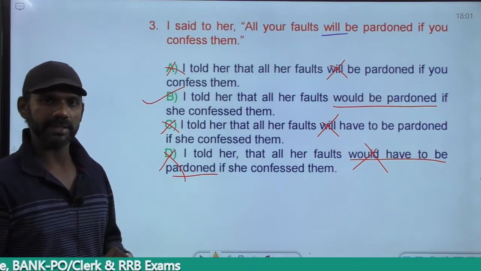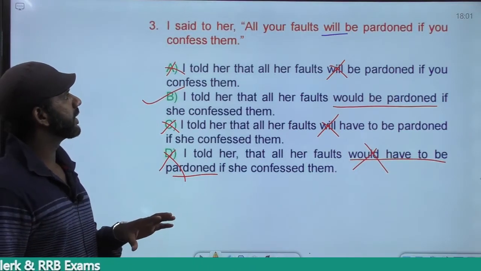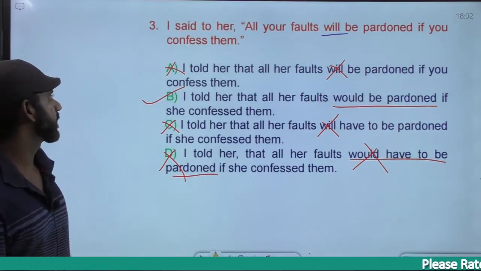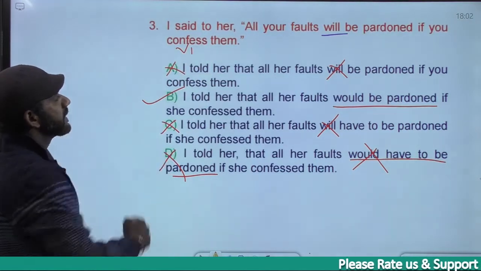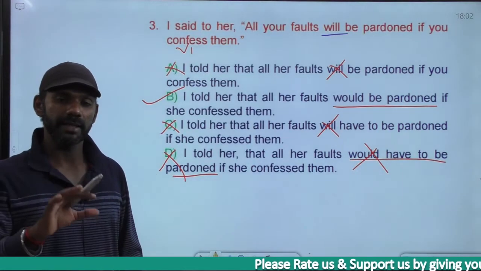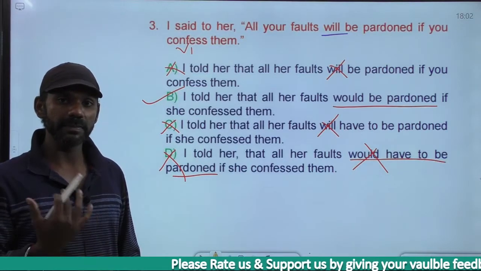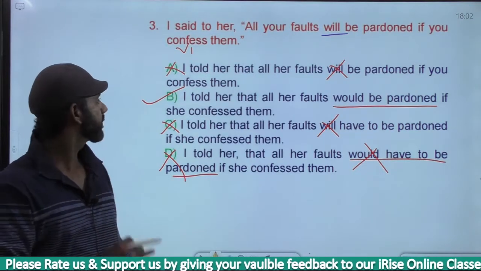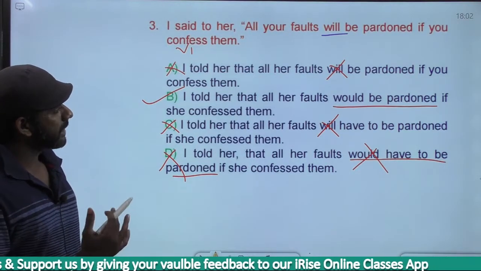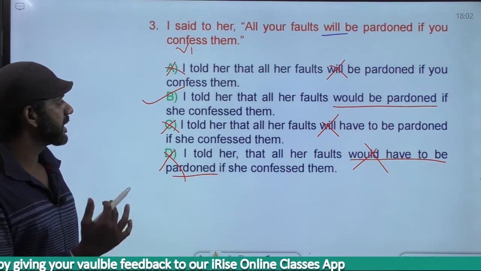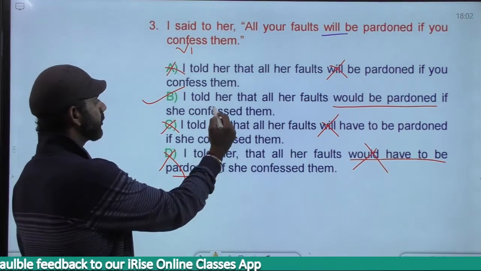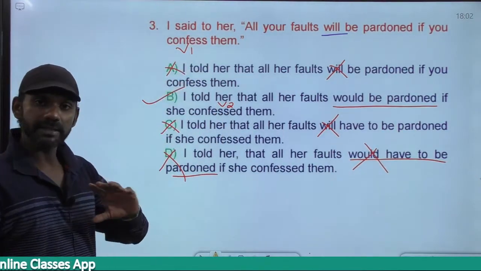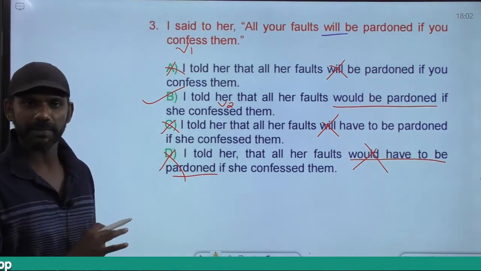Now come to the question once again. All your faults will be pardoned if you confess them. You confess them. The pronoun you is the subject here. Confess is V1. Subject plus V1 is simple present. According to the rule, simple present must become simple past. We'll see whether that rule is satisfied in option B or not. Come to B. I told her that all her faults would be pardoned if she confessed them. Confessed is V2. Subject plus V2 is simple past. Simple present became simple past. That rule is also fine. The answer must be option B.